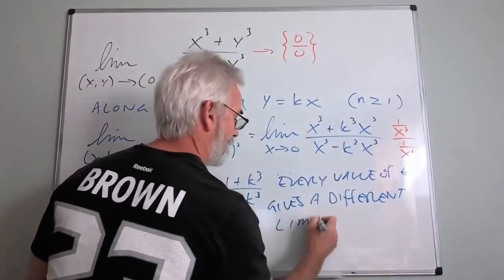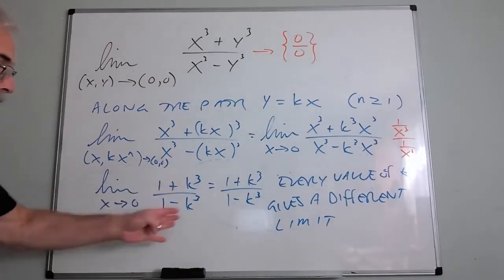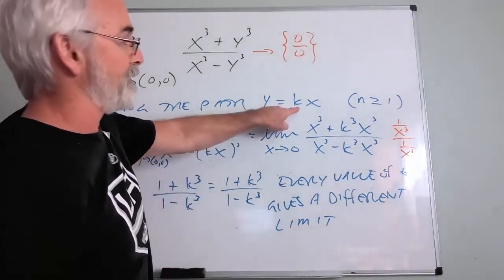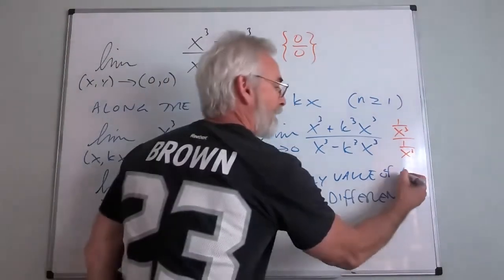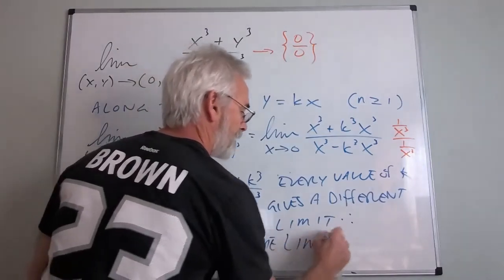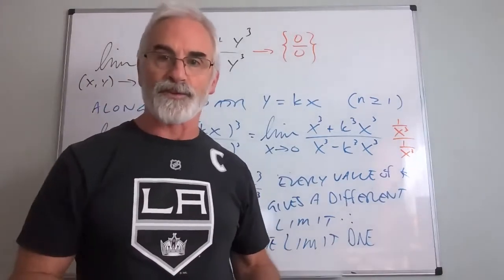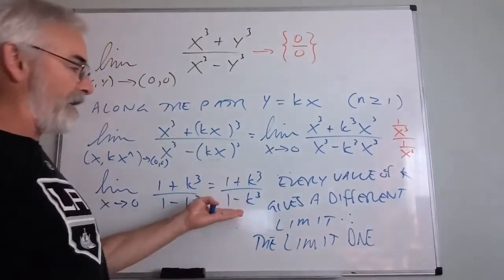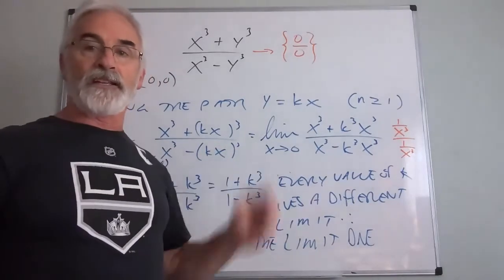gives a different limit. In the previous example, I got a limit of 1 because all the terms that had k's in them would have gone to 0. But now, because I was more judicious in my choice of paths, every value of k gives a different limit. Therefore, the limit does not exist because multiple paths gave me multiple results. I never got an infinity. I never got anything weird. I got a constant, but it's a different constant for each value of k. That's how we get a DNE in this case.